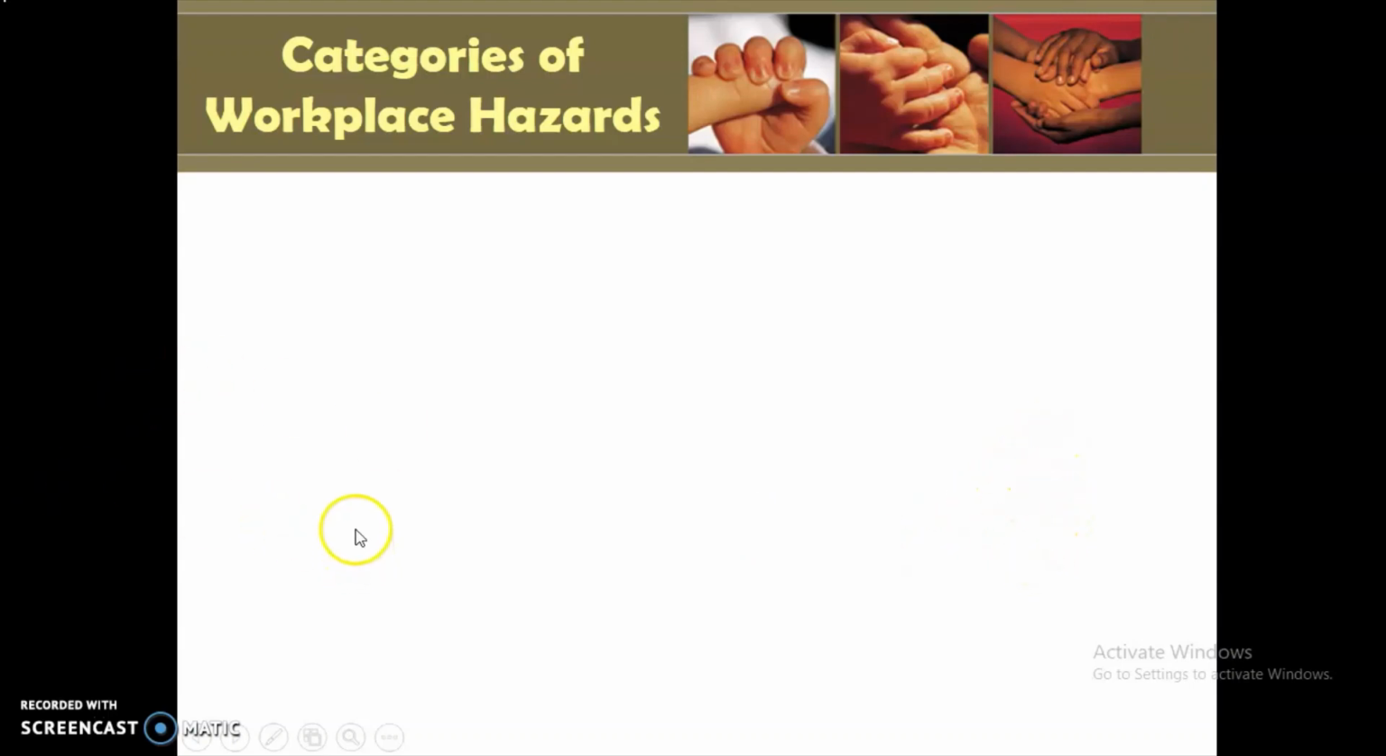Okay? So, depende na lang po sa company kung saan ka nagtatrabaho. These are some workplace hazards that you might encounter and that you should be aware of if you will become an occupational health nurse in the future. Number one is the physical hazards.